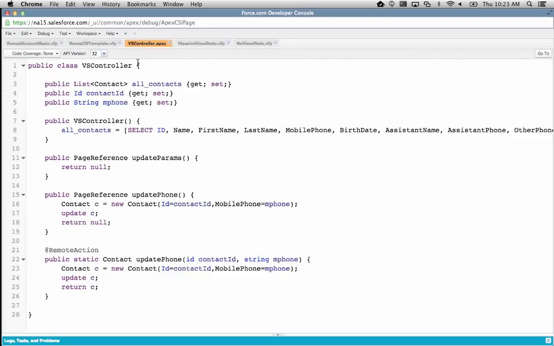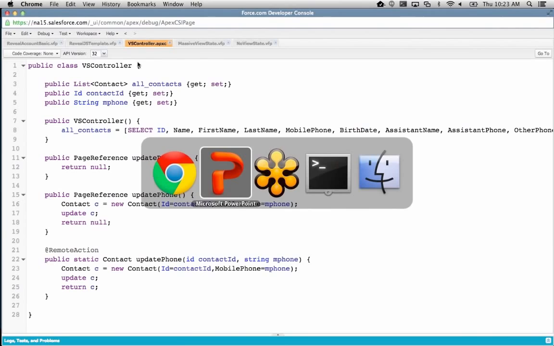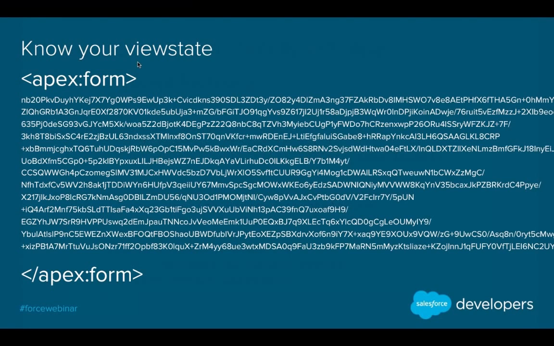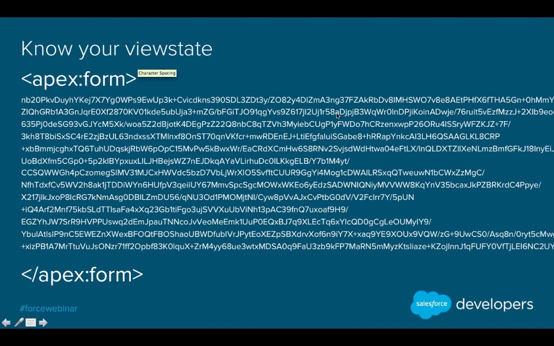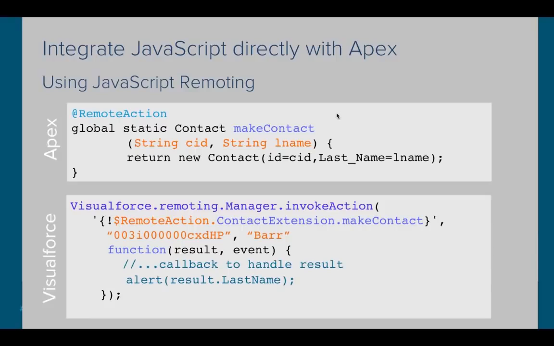And the way we do that is we use another feature of Visualforce called JavaScript Remoting. What JavaScript Remoting does is it allows us to access Apex directly within JavaScript without having to use the view state. And the way we do that is we take our Apex method.